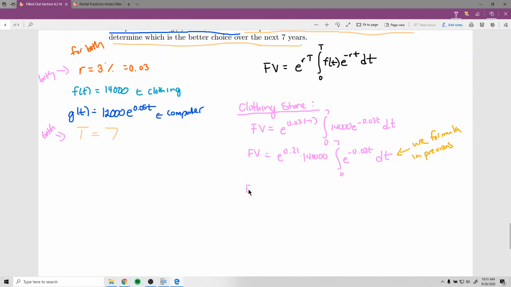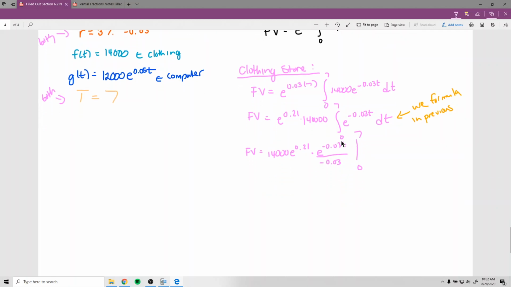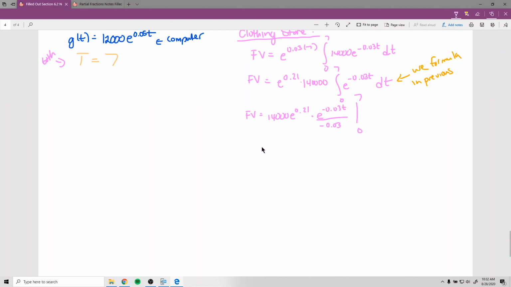Right, so out front, I'm going to rearrange to put the 14,000 out front, e to the 0.21. And then when we integrate e to the negative 0.03 t, we get itself divided by negative 0.03, the number. Now I will mention a very specific thing about this formula: if you had t squared, it wouldn't work. So it has to be a number times t. But that's what we've got in this section, so that's why it's so useful. Then we evaluate from 0 to 7. Now it's up to you if you want to simplify like I did last time to make it a little easier to type in your calculator.